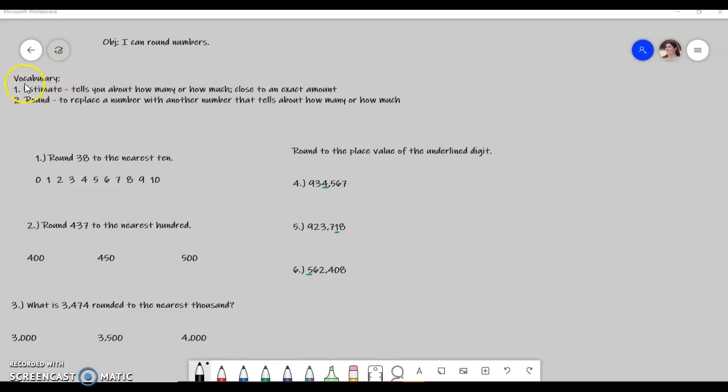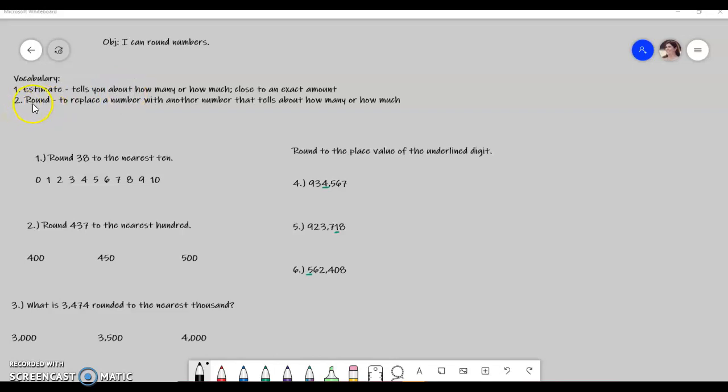So, first off, let's talk about that vocabulary. We've got to estimate. Estimate means to tell you about, and that is a key word, about, how many or how much. Now, it's close to the exact amount. It's not going to be exact, and that's the whole idea of an estimate. It gets you close. So that's where that keyword about comes in.